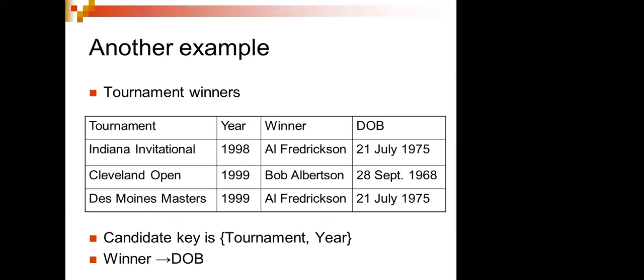Another example we see here is something called tournament winner. There is tournament, year, winner, and date of birth. Again you can see here tournament and year. Now this is a candidate key.